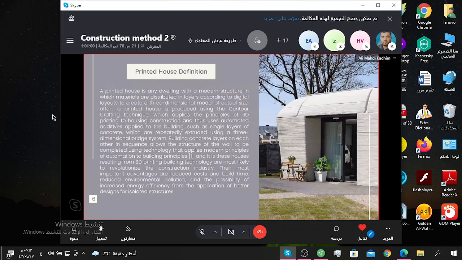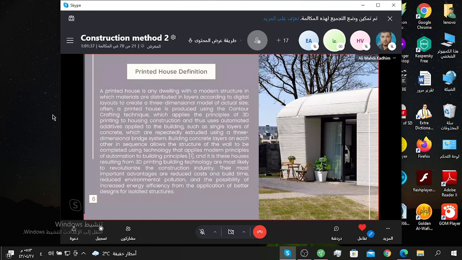Printed house definition. A printed house is any dwelling with a modern structure in which materials are distributed in layers according to digital layouts to create a three-dimensional model of actual size. Often, a printed house is produced using the contour crafting technique, which applies the principles of 3D printing to housing construction and thus uses automated additives applied to building.